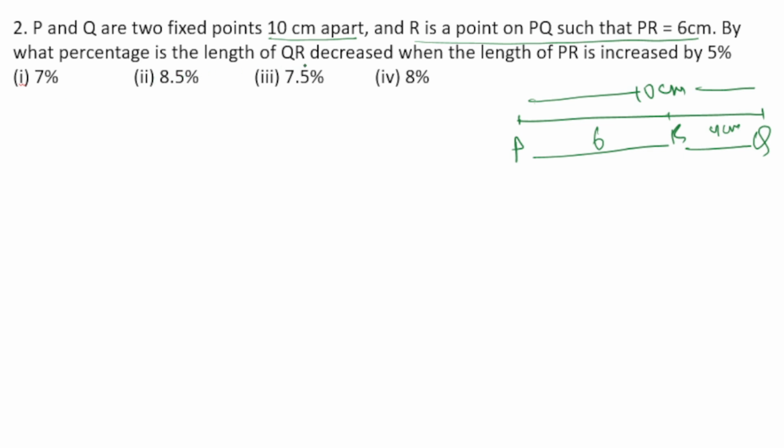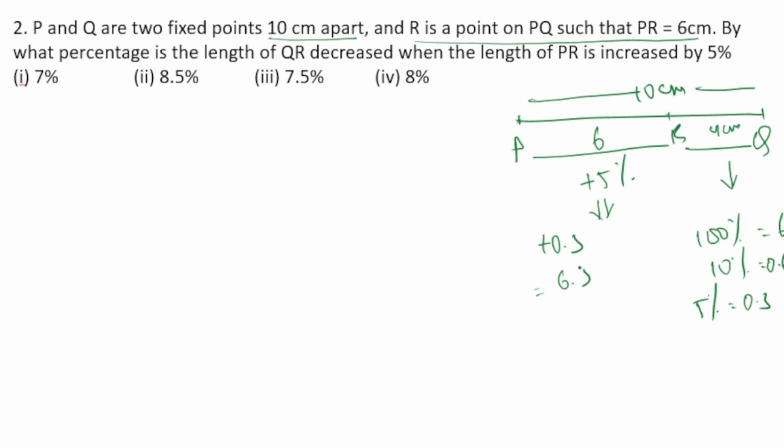By what percentage is the length of QR decreased when the length of PR is increased by 5%? See here PR is increased by 5%. So here we have to note that PQ is the same in both the cases. So if it is increased by 5%, how much is it increased? 100% is 6, 10% is 0.6, and 5% is 0.3. So PR is increased by 0.3.